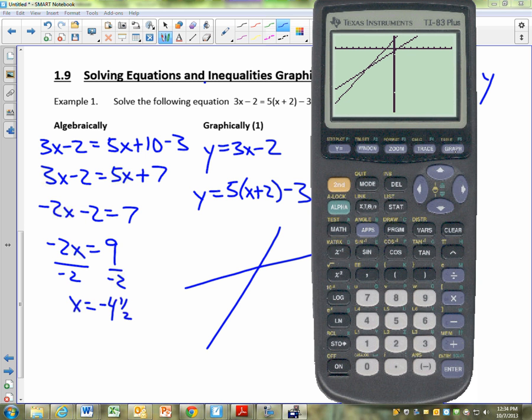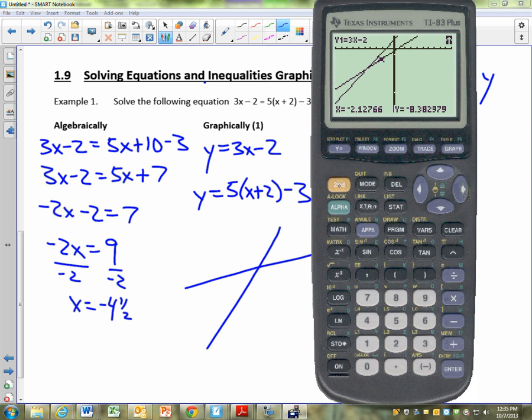So now you've got two ways to find that spot. Number one, you can press trace, and as you move back and forth, you can move right on top of that spot, and it says the x value is about negative 4.4. That's pretty close to negative 4.5, right? If you want your calculator to find the exact value of that intersection point, you need to do something different.